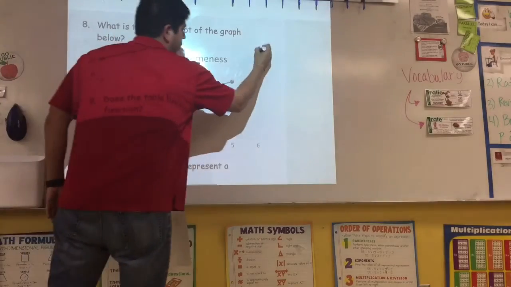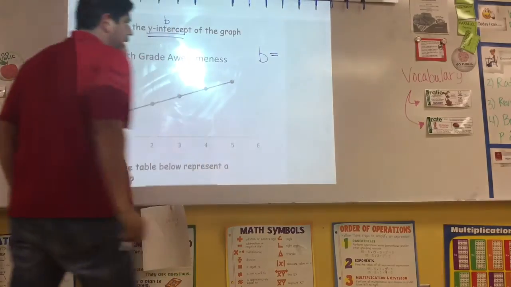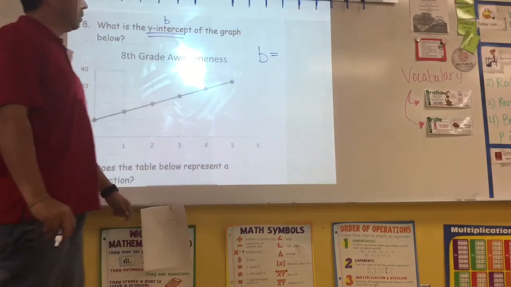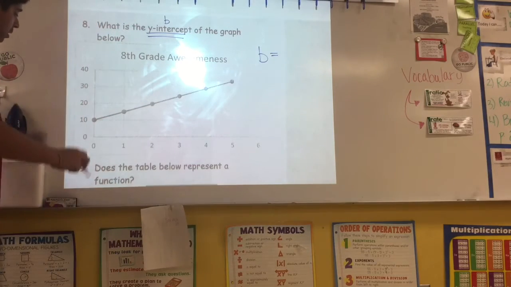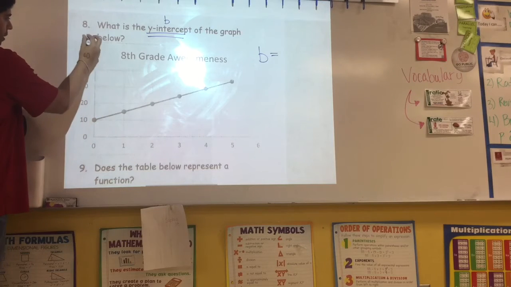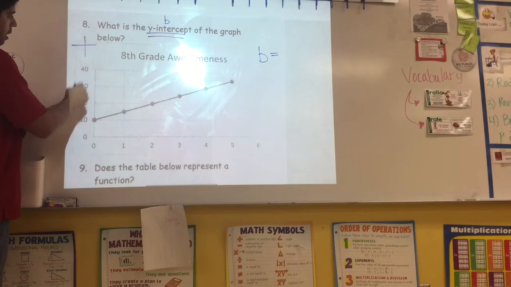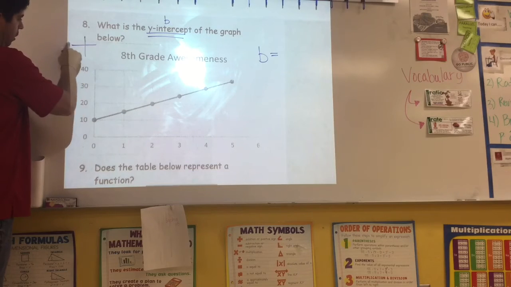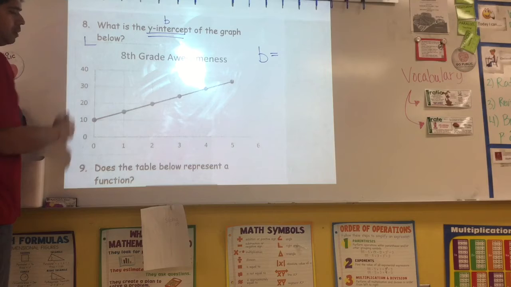B is what it stands for. So b. Instead of writing out y-intercept, you can just put a lowercase b. It stands for the same thing. So all I need to do is look at my graph here, okay? So this looks different than the other graph. It doesn't look like this, okay? With the 4 quadrants. So this is really just this first quadrant right here. See, so that's what it really is.